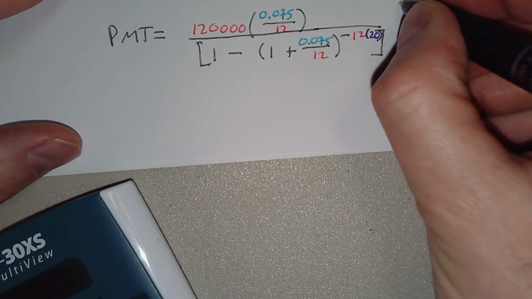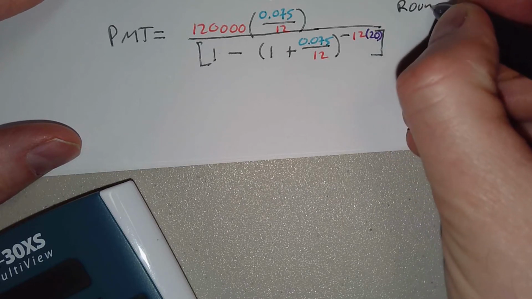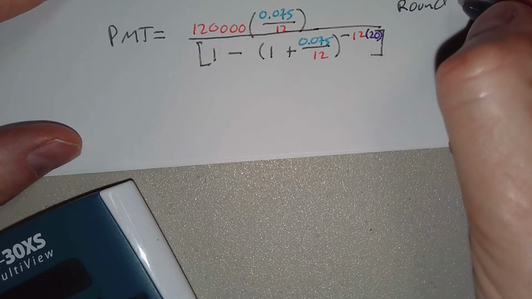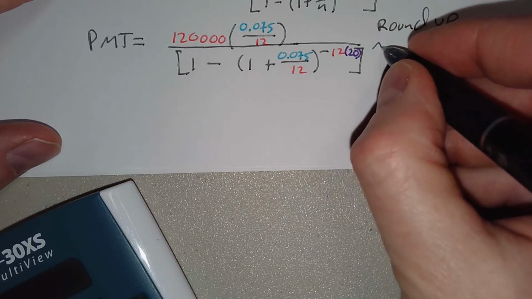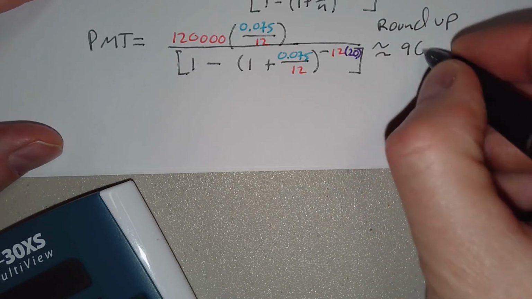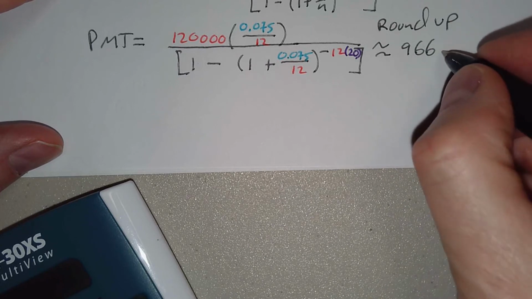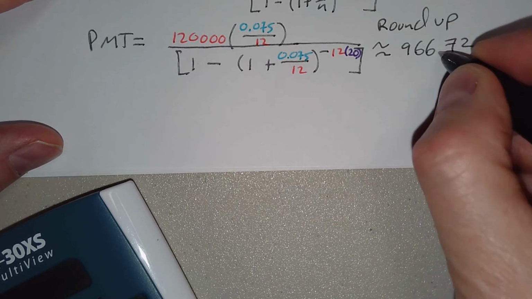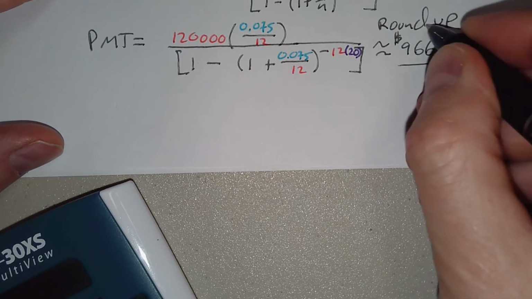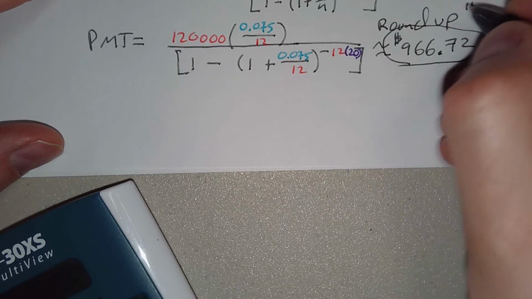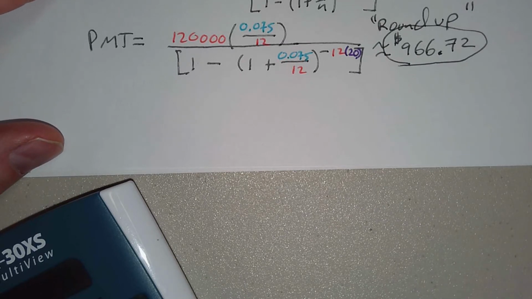And again, you might see in the directions in the book to round up. If it says round up, we're going to round that to $966.72. So that would be the monthly payment. And again, if they round up, you've got to go up to the next cent.